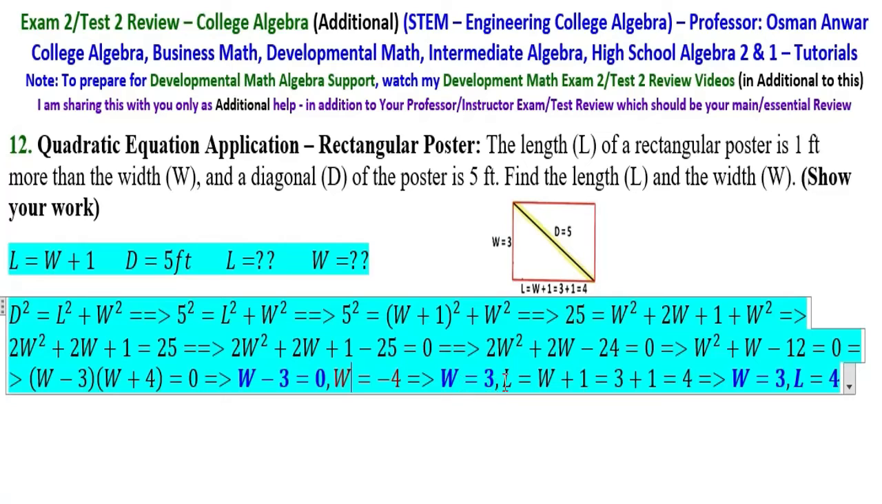So w is 3, L is w plus 1, so L is 3 plus 1, which is equal to 4. So that is w is 3 and L is 4. The width is 3 feet and the length is 4 feet.